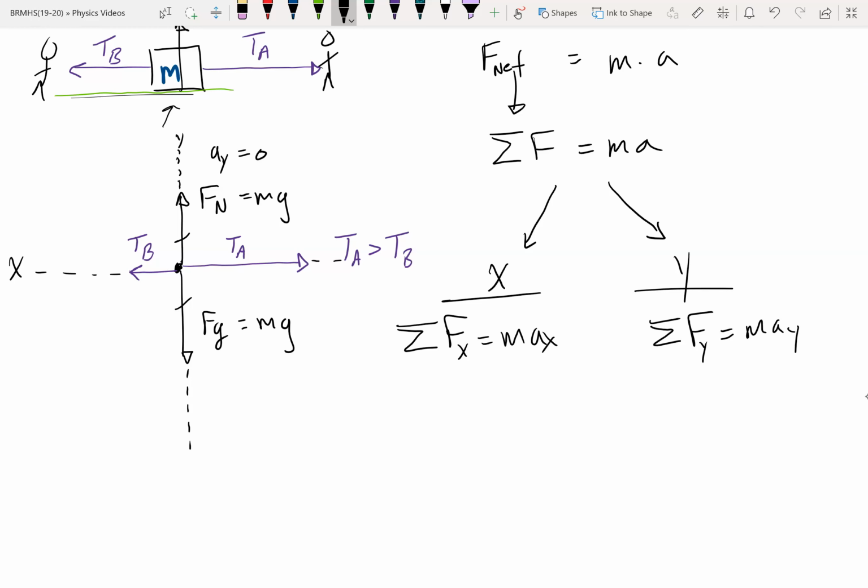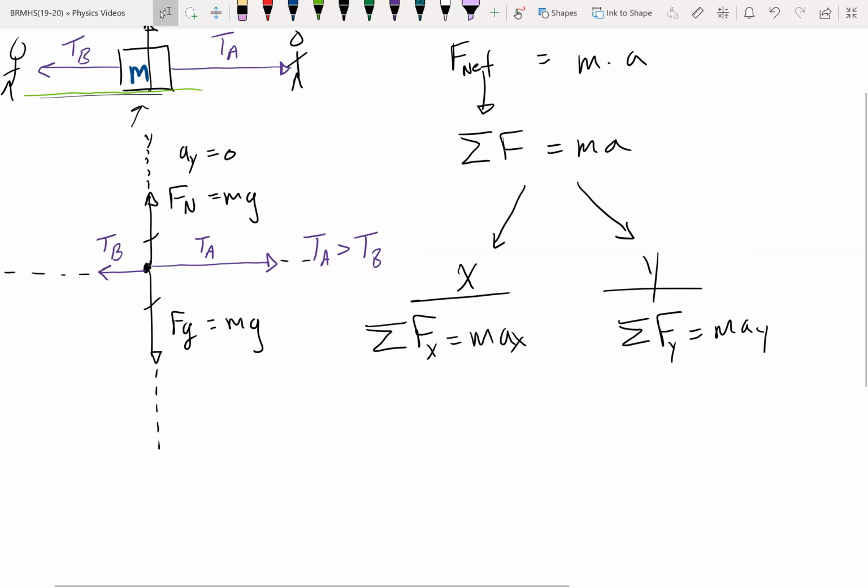Okay, so there's sigma F in the x direction equals m times acceleration in the x, and sigma F in the y equals mass times acceleration in the y. You may have an acceleration in the x direction, but then no acceleration in the y direction. That'll actually be the case here. So I go and I look back at my free body diagram, and let's just talk about the y direction first. So I have normal force pointing straight up, Fg pointing straight down.